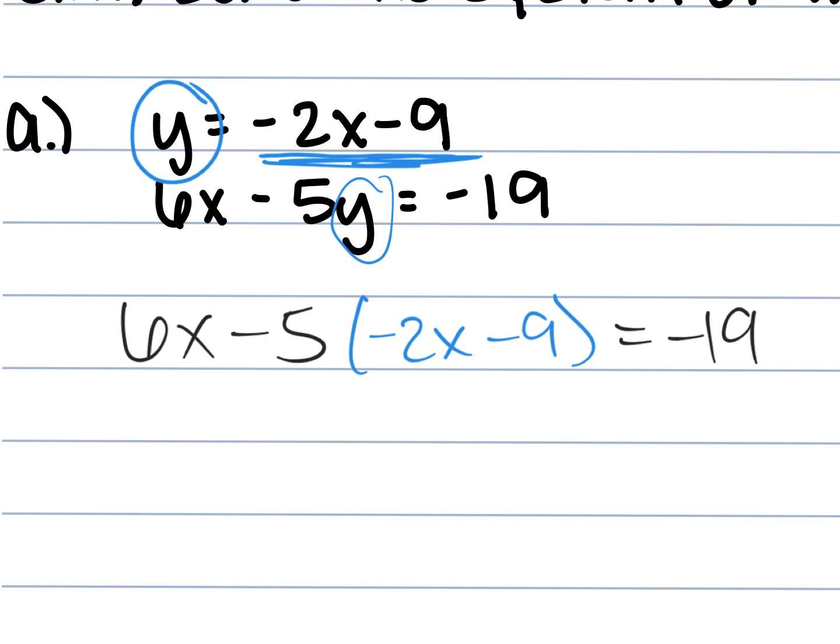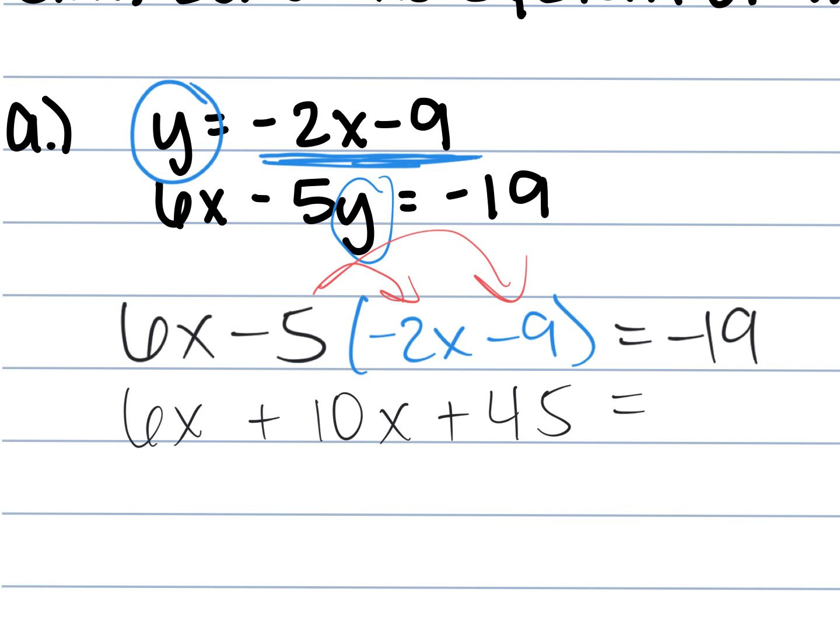Mia, go for it. Can you distribute by -5? Excellent. Give it to x and -9. So it would be 6x plus 10x plus 45, equals -19. And then, do you want me to continue? Yeah, I would love for you to continue.